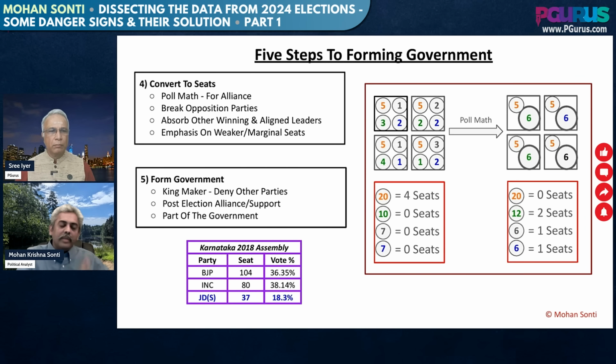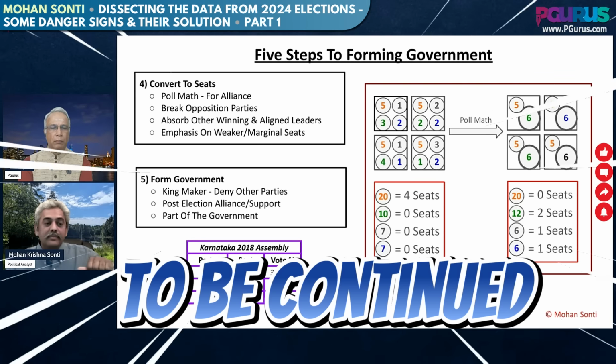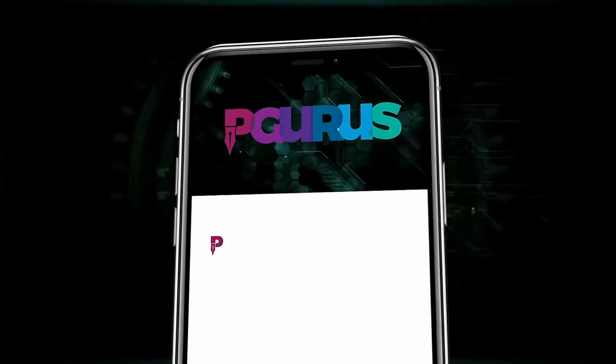And then forming the government. All of these 5 are distinct. There are distinct strategies for each one of these steps. Nothing is out of the thin air. It's not one single package of strategy. All right. And you see this in every state. So move to the next one.